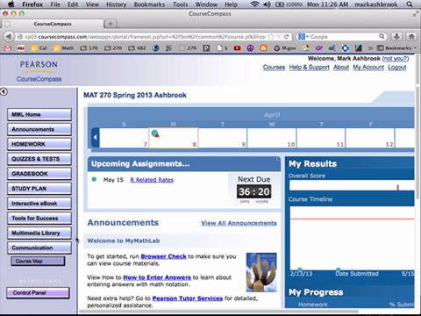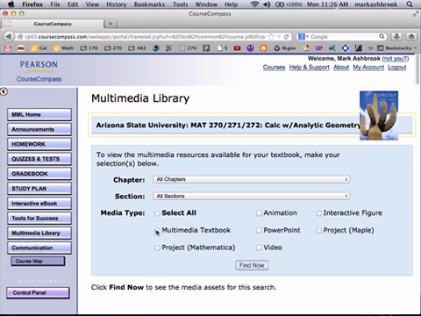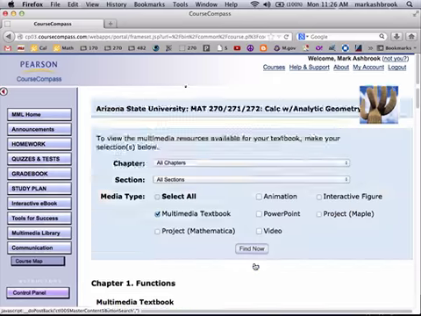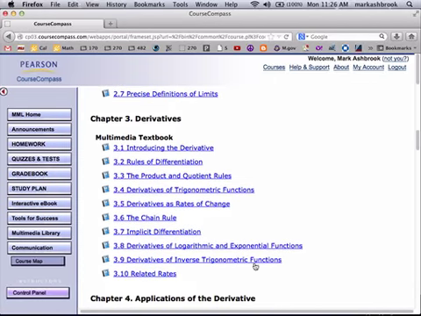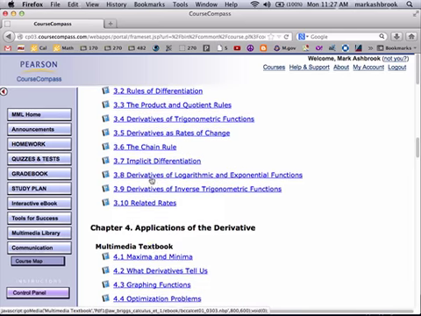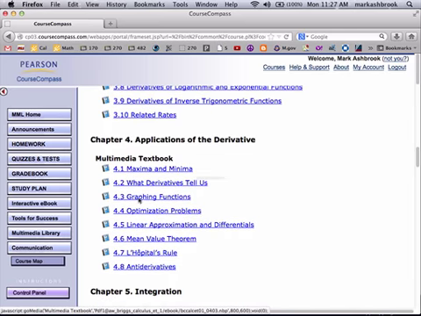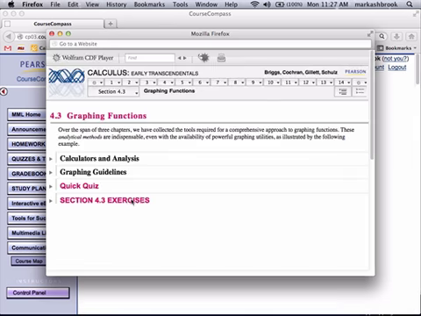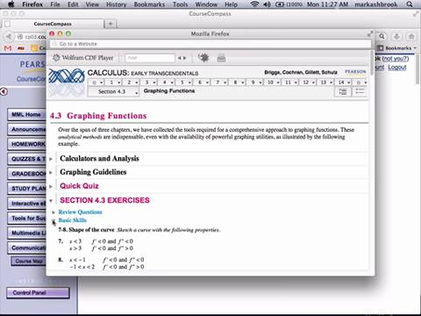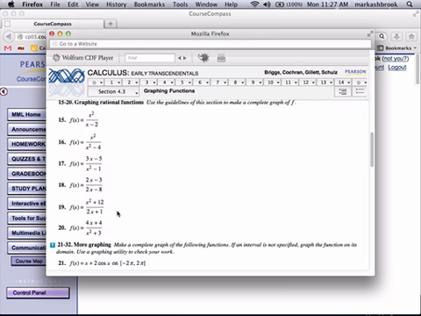But then you go to, like I said, Multimedia Library here, then select Multimedia Textbook, and then Find Now, and then it just comes up here. And you said it's 4.6? No, 4.3 and 4.4. So if you click on 4.3, it'll come up, and then you go to Exercises. Most of them are in the basic skills. Okay?